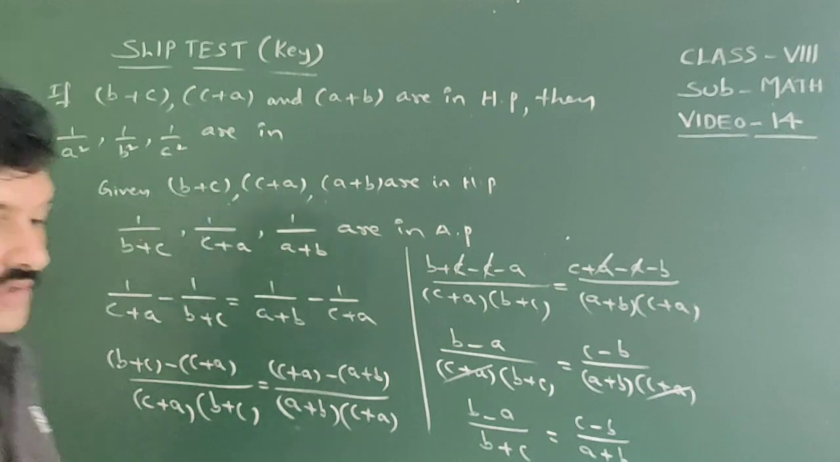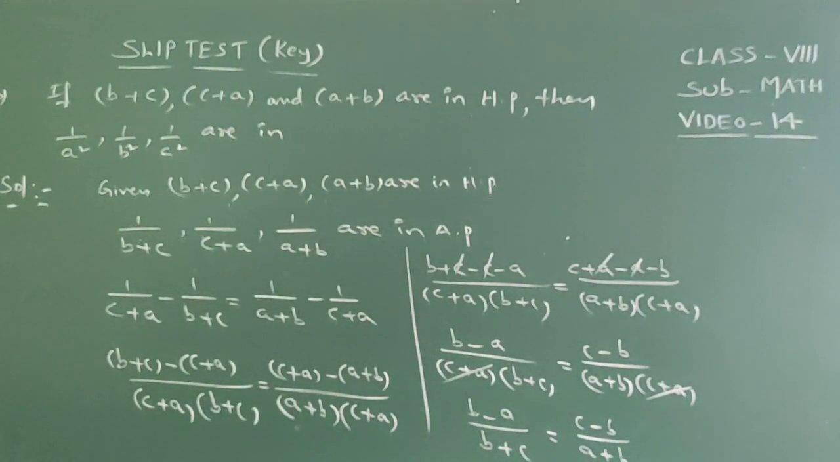You can answer this one. Afterwards I will continue. Here b plus c, c plus a and a plus b are in HP. Then we need to find the values of 1 by a square, 1 by b square, 1 by c square. First of all, the given statement says b plus c, c plus a and a plus b are in HP, then their reciprocals are in AP. If they are in AP, the difference of two consecutive terms is the same. That's why 1 by c plus a minus 1 by b plus c equals 1 by a plus b minus 1 by c plus a.